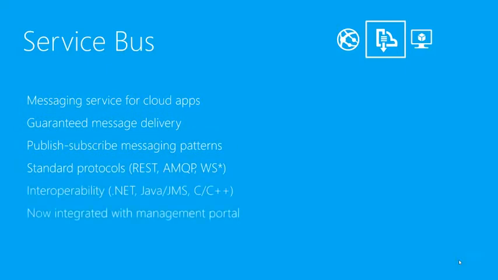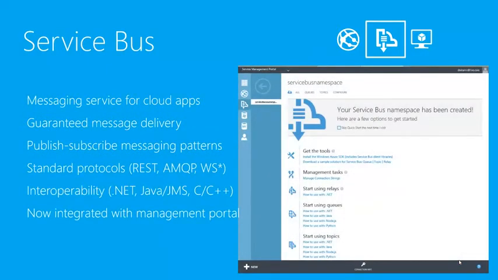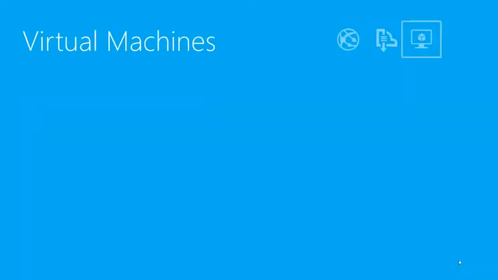In terms of Service Bus, it is a messaging service for cloud applications, essentially giving us a guaranteed message delivery from one aspect of your application to the other in a publish-subscribe messaging pattern using standard protocols such as REST, AMQP, and WS-Management, etc. Interoperable with .NET, Java, C, C++, and integrated into the management portal as well.